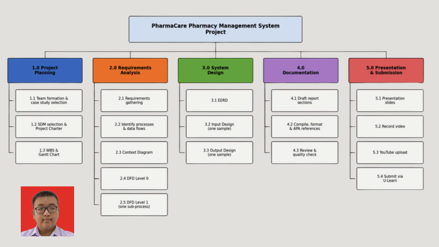Phase 1 is project planning: forming the team, choosing our methodology, and building the plan. Phase 2 is requirement analysis: studying the Pharmacare case study and producing the context diagram, DFD level 0 and DFD level 1. Phase 3 is system design: the ERD plus our input-output samples. Phase 4 is documentation: drafting, compiling, and quality checking the report. And phase 5 is presentation and submission, which is what we are doing right now.